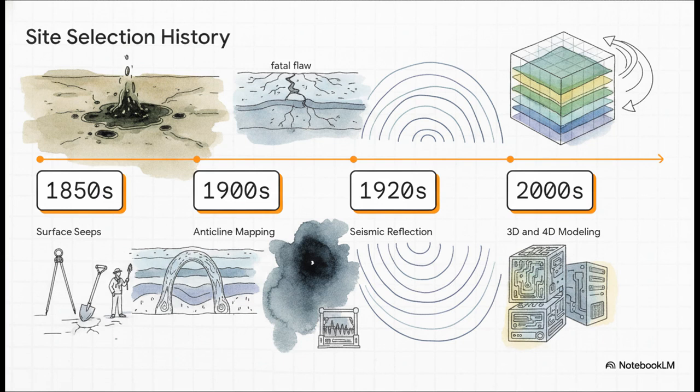Okay, let's dive into this timeline. We're going to trace the historical journey of site selection technologies, from surface seeps in the 1850s to anticline mapping in the 1900s, seismic reflection in the 1920s, all the way up to modern 3D and 4D supercomputer modeling. And the best way to look at this progression is to realize that each era was essentially invented to solve the previous era's fatal flaw. Every single step forward was a necessary leap to overcome a massive, expensive blind spot.